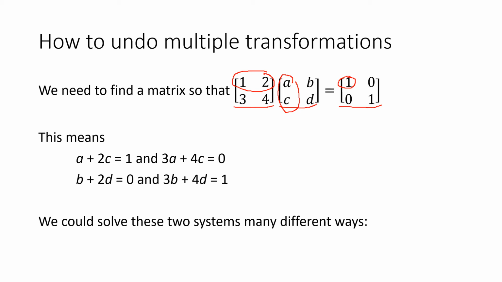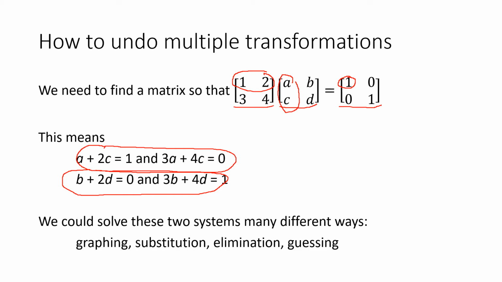So we have really 4 equations in 4 unknowns, but they separate out so that there are 2 equations in 2 unknowns that involve A and C, and 2 equations with 2 unknowns that involve B and D. So we could solve these 2 separate systems many different ways. We could graph, we could use substitution, we could use elimination, we could guess. A lot of possibilities in terms of being able to solve these 2 systems to find out what the A, B, C, and D values should be.